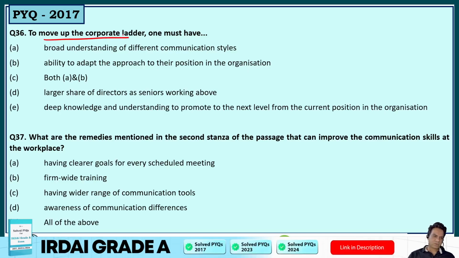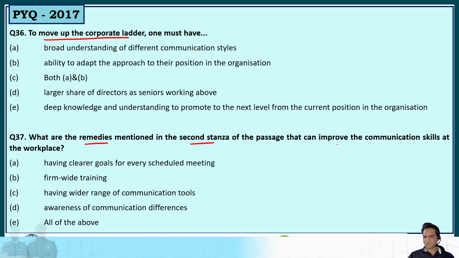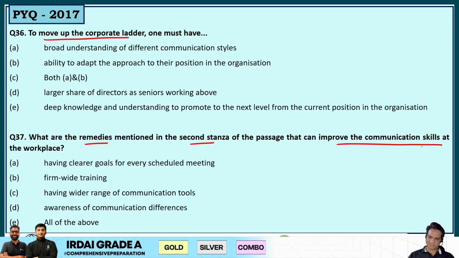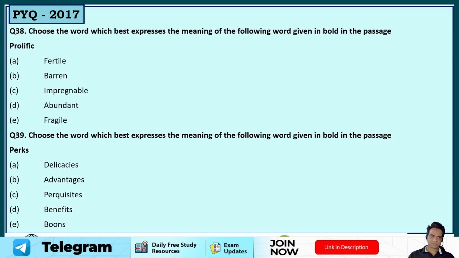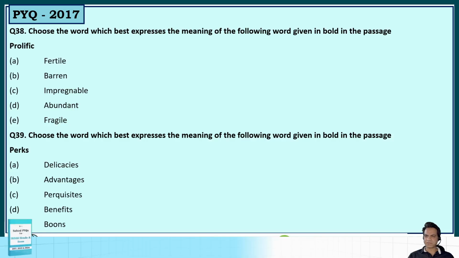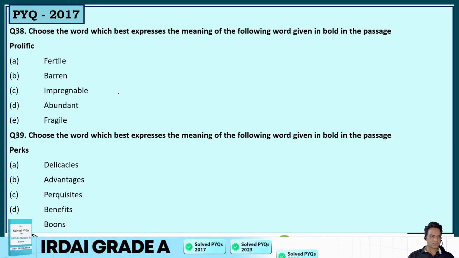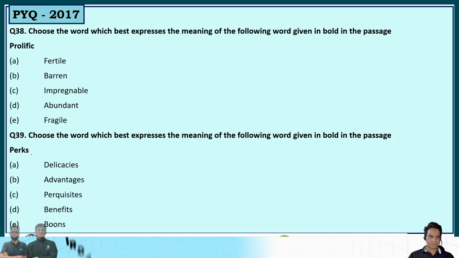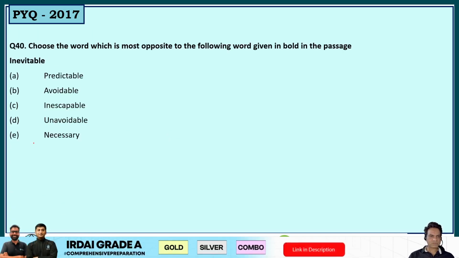Then, what are the remedies mentioned in the second stanza of the passage that can improve the communication skills at the workplace? So we have to find the remedies to improve communication skills. Then choose the word which best expresses the meaning of the following word given in bold in the passage. Prolific. So we have to find the synonym of prolific. Then we have to find the synonym of the word perks. And then the last question, we have to find the antonym of inevitable.